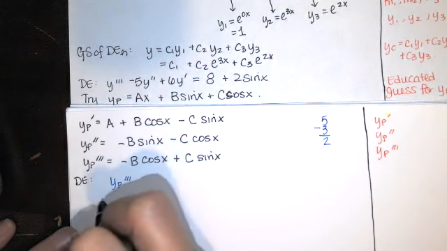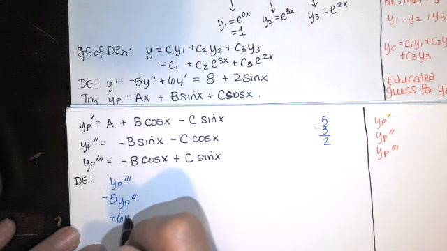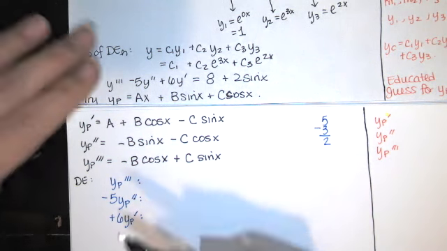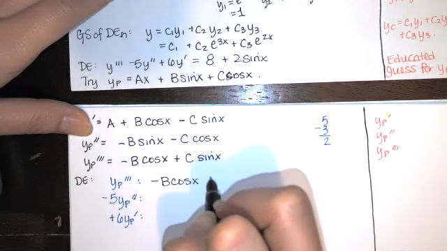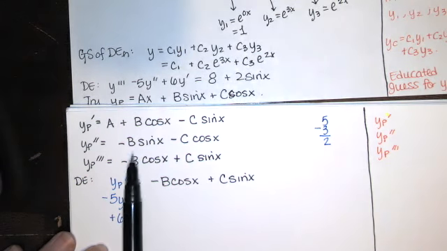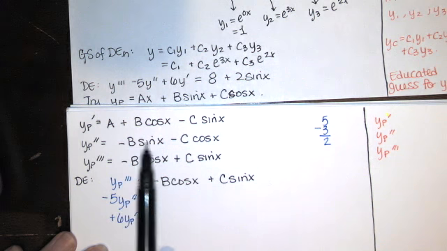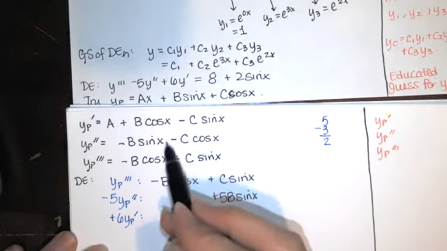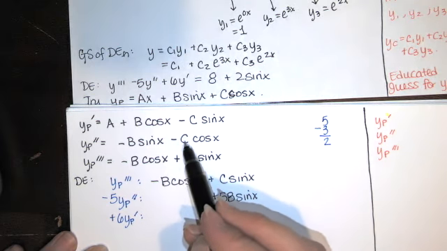So I've got y sub p triple prime, minus 5 times y sub p double prime, plus 6 times y sub p prime. And that's what I'll have right there. Okay, y sub p triple prime is this. So I'll put my cosines in this first column and my sines in my second column. Then I want negative 5 times y sub p double prime. Negative 5 times this is going to give me a negative 5 times a negative b is positive 5b times sine of x. That goes there. And this times a negative 5 is going to give me a negative times a negative, positive 5c times cosine of x.